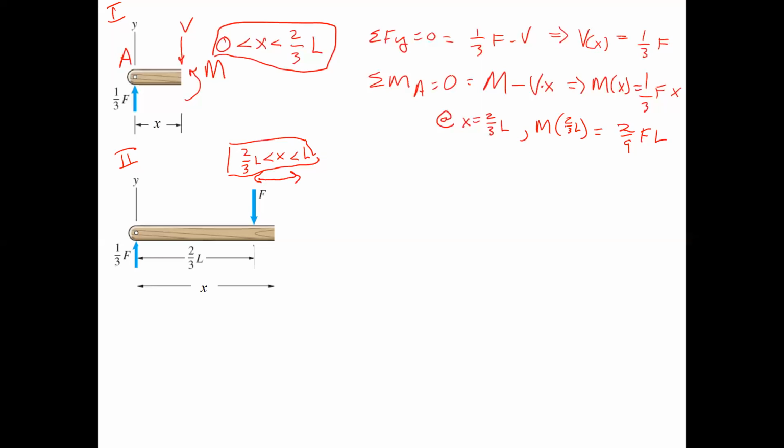M of 2/3 L is the moment at that location, 2/3 L, right here. That's what the moment's going to be right there. But over here, it's going to be something else. It's changing as a straight line. Because when x equals 2/3, you multiply 1/3 F times 2/3 L, you get 2/9 FL.